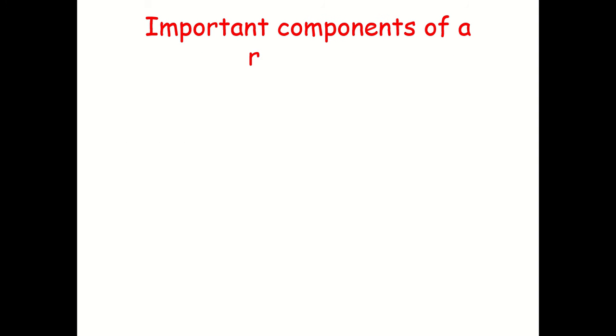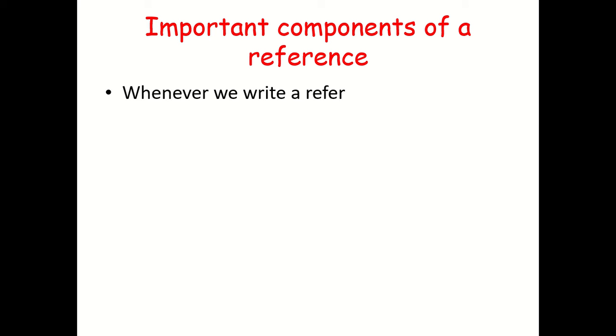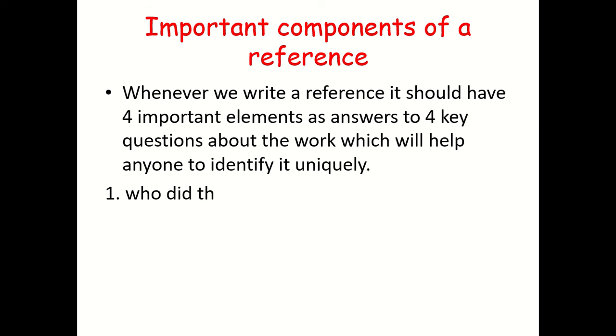So what are the important components of a reference? Whenever you are going to write a reference, what information do you have to give about that particular literature work, so that the person reading that journal will come to know exactly what reference you have used? The manner in which you present the reference is very important. It should have answers to four important questions, which help to identify the reference uniquely.